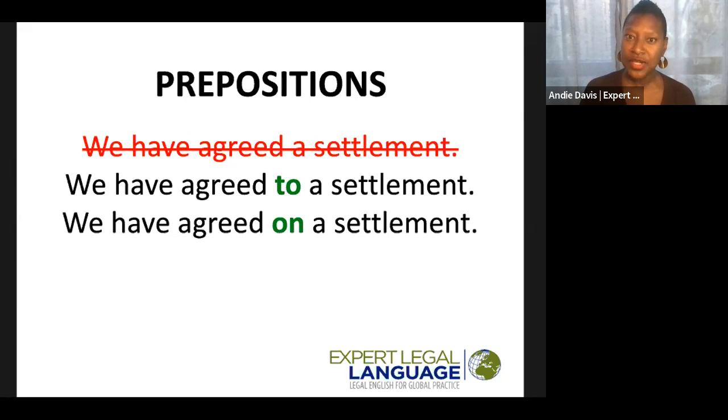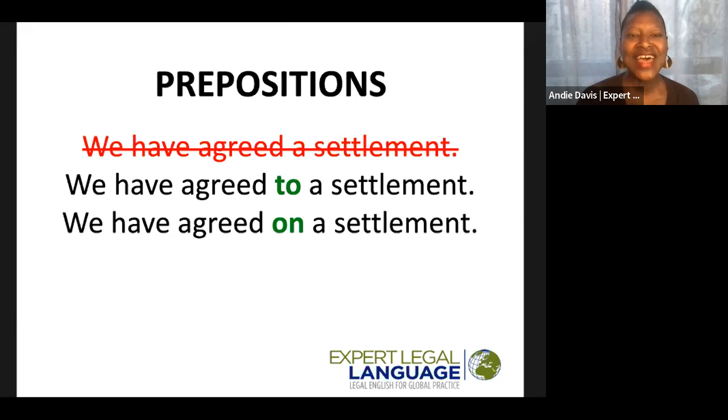So agreed to and agreed on are in the same family and mean generally the same thing, but have slight differences in nuance, all because of that tiny two-letter preposition. So something to keep in mind there.